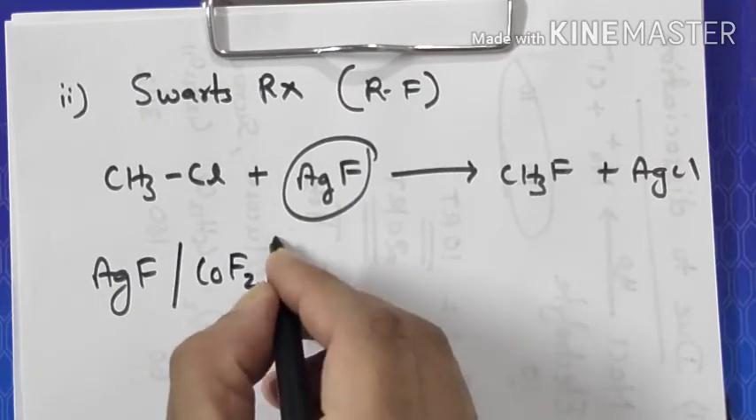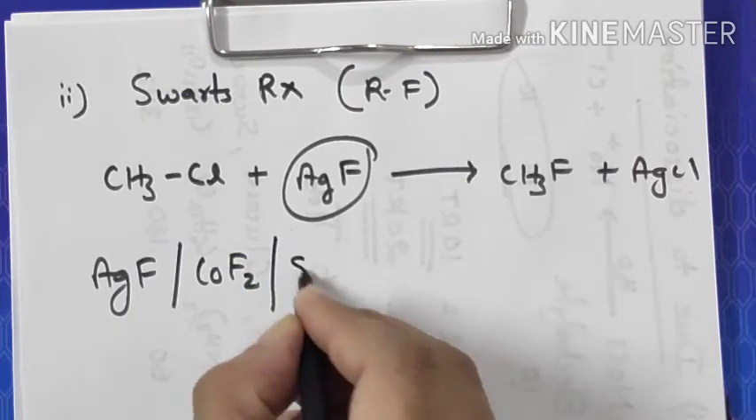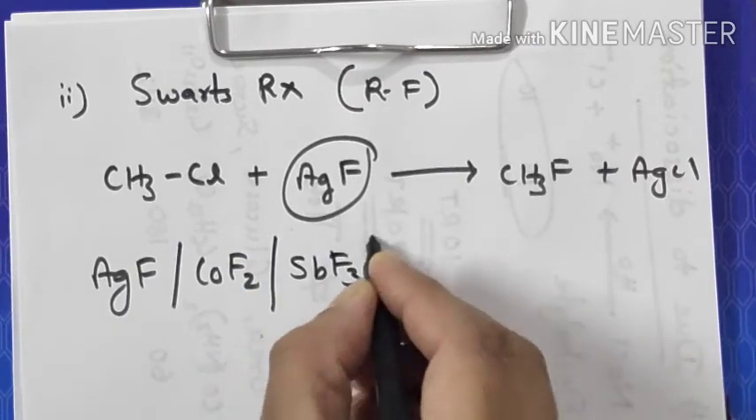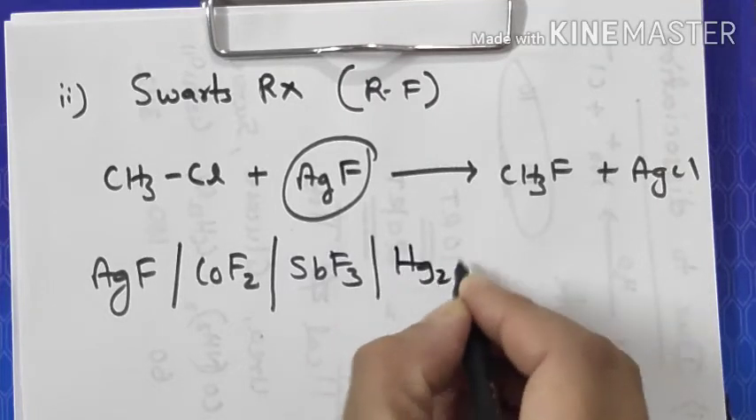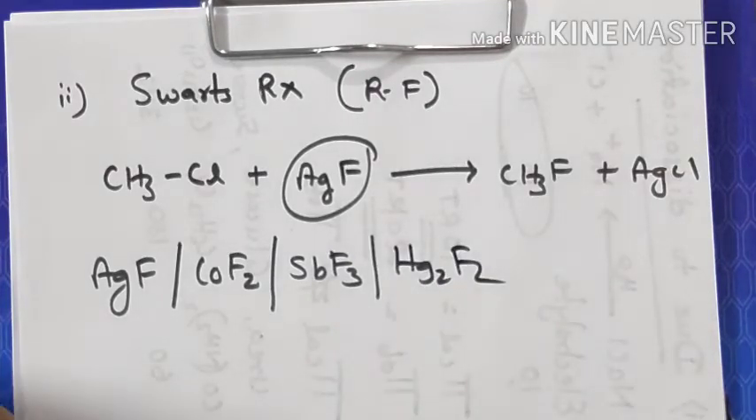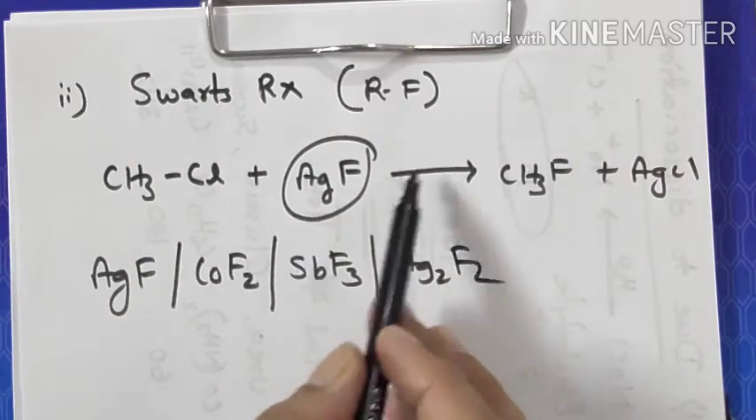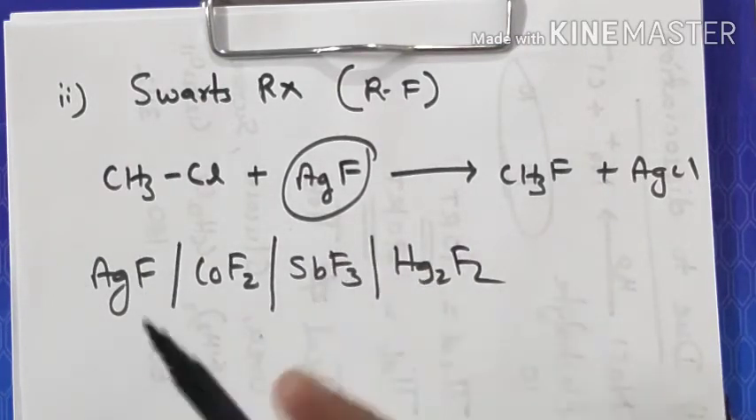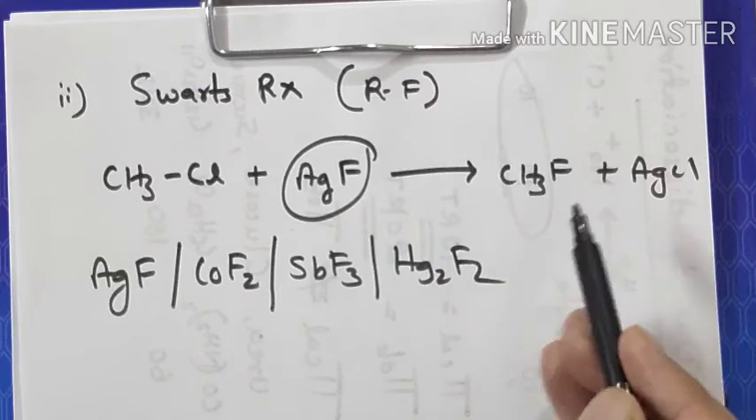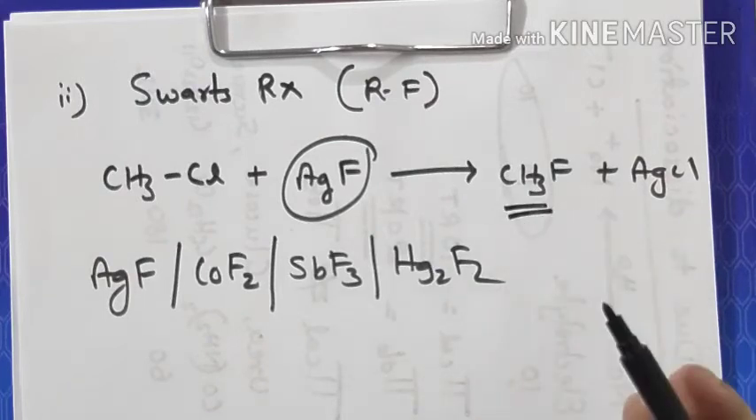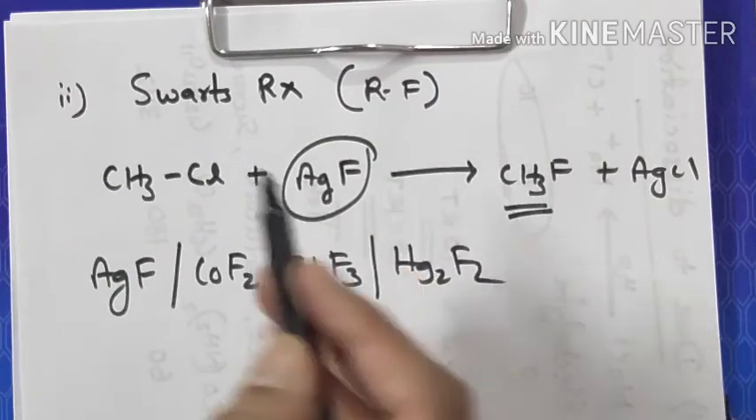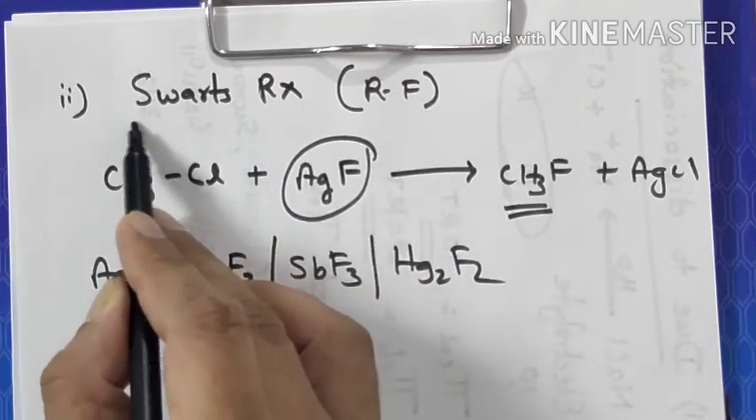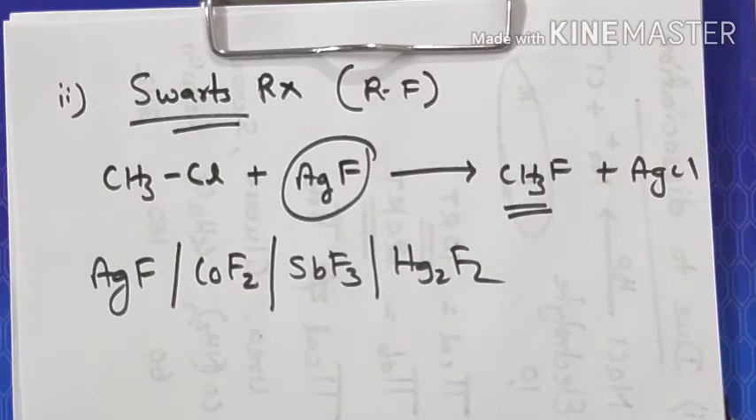Now student, instead of AgF, I can also use CoF2. I can also use SbF3. I can also use Hg2F2. Right. I can use all these things while preparing alkyl fluoride. And these reactions will be termed as what? It will be termed as Schwartz reaction.